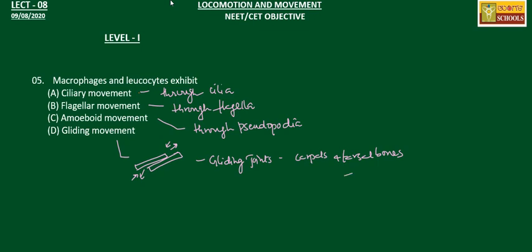Coming to these macrophages and leukocytes, this is how you see the pseudopodia formation. This will try to engulf the foreign substances that enter into our body. So you will see in macrophages and leukocytes the amoeboid type of movement. So they show amoeboid type of movement.